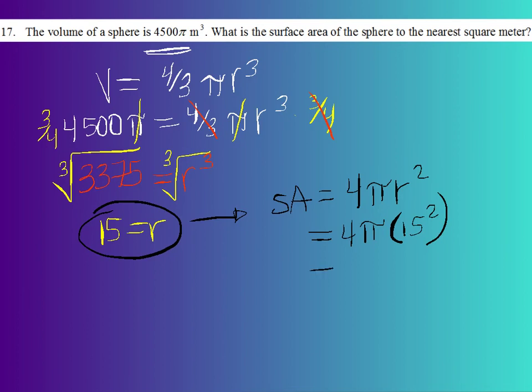And then just plugging all this into your calculator, since we want it to the nearest square meter, I say 15 squared times pi times 4, and we get 2827. So 2,827 meters is our unit, and since it's area, it's squared. So there's your answer.